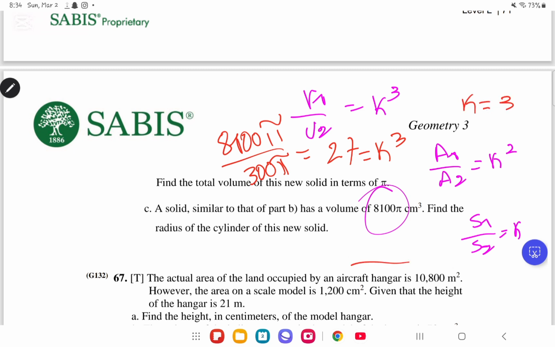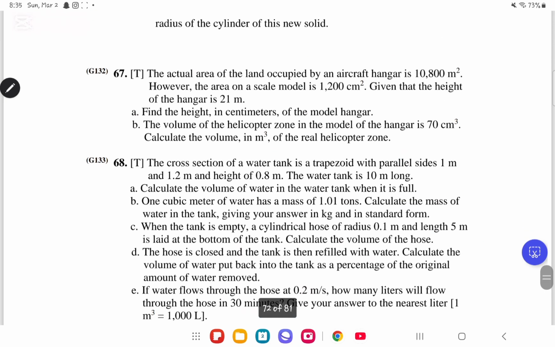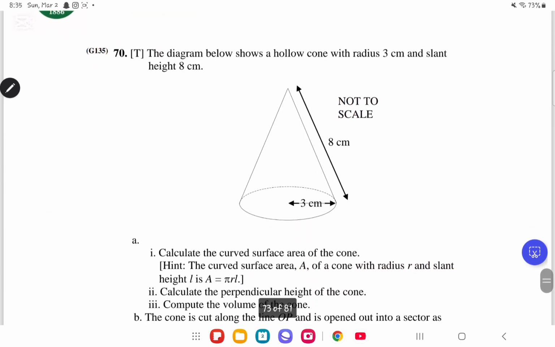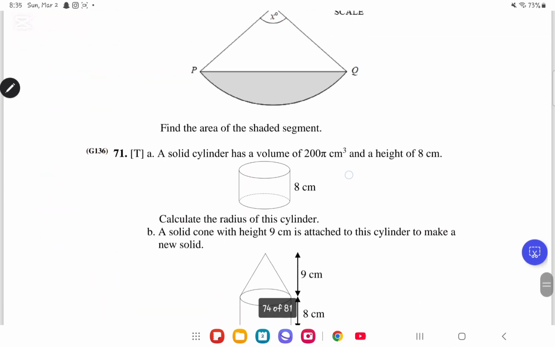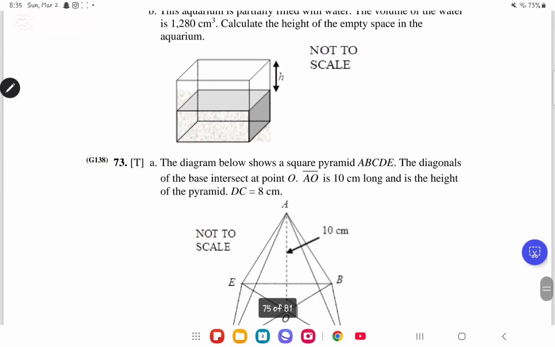Now, side 1, we have the radius of side 1 that we need to find over the radius of side 2, which is 6. It is equal to 3. So you cross multiply and you're going to get that side 1, or the new radius, is equal to 18 centimeters. Okay? So we move on to grid 2 questions, which are questions 77 and 79.